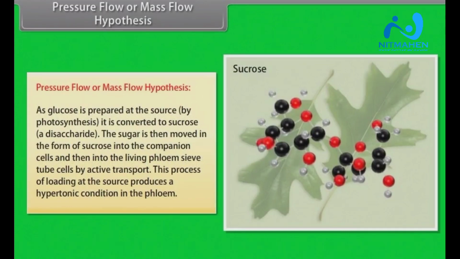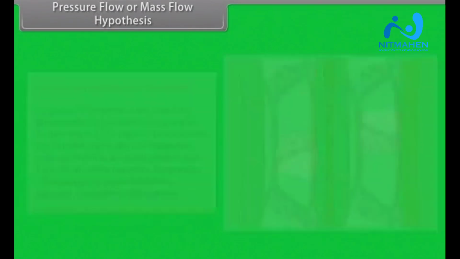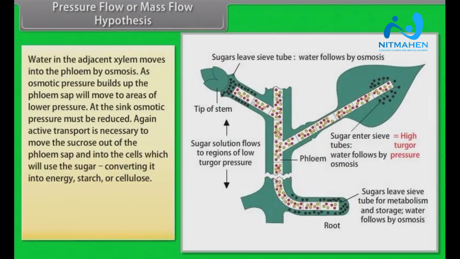The sugar is then moved in the form of sucrose into the companion cells and then into the living phloem sieve tube cells by active transport. This process of loading at the source produces a hypertonic condition in the phloem. Water in the adjacent xylem moves into the phloem by osmosis. An osmotic pressure builds up, and the phloem sap will move to an area of lower pressure.